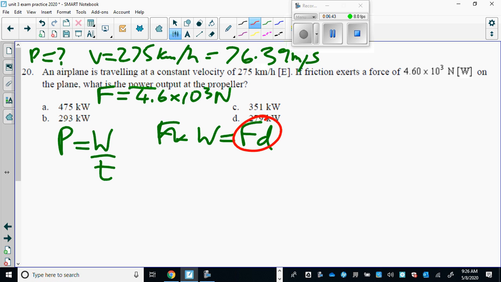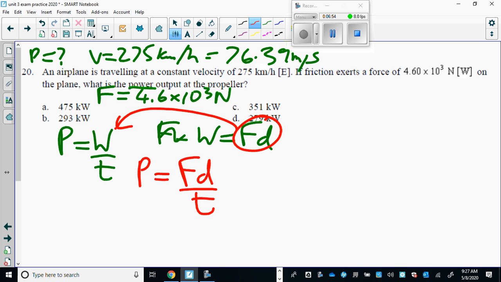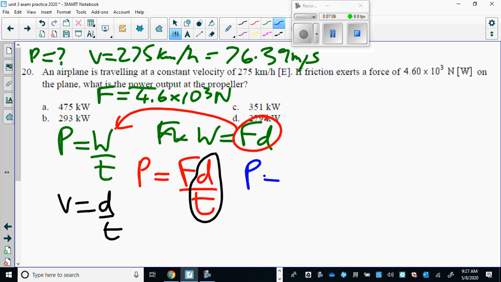And then we took our force times distance and replaced this. Since work equals force times distance, we can substitute that in: force times distance over time instead of work. And then we recognize that distance over time is the same as velocity. So then we end up transforming this formula into P equals force times velocity.